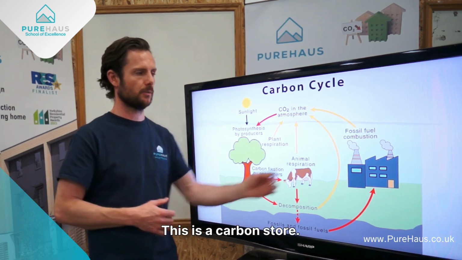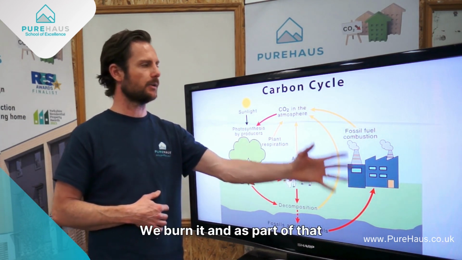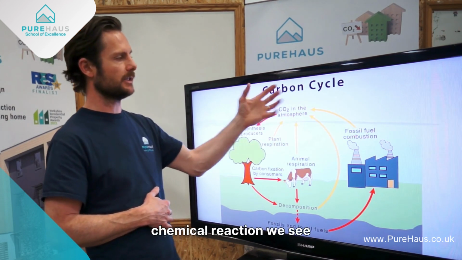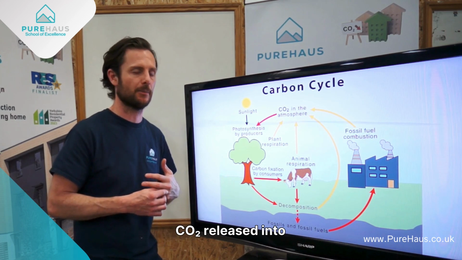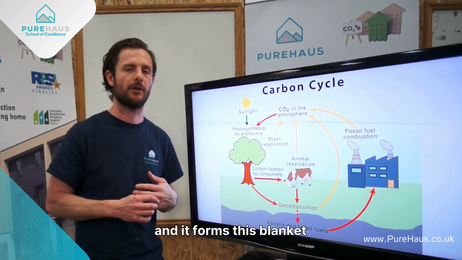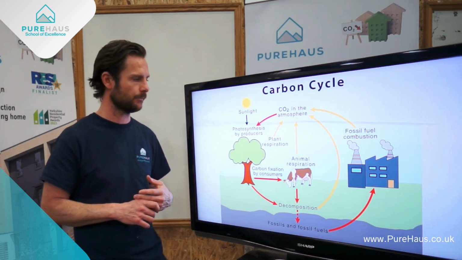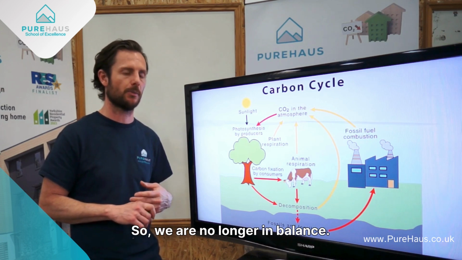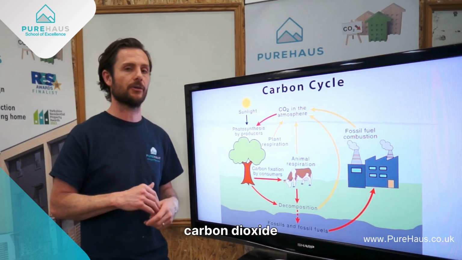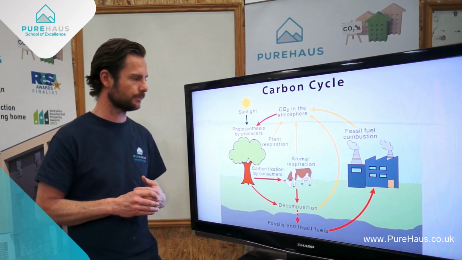This is a carbon store. We burn it, and as part of that chemical reaction, we see CO2 released into the atmosphere, and it forms this blanket around the planet, reinforcing this greenhouse effect, causing warming. So we are no longer in balance. We are putting too much carbon dioxide into the atmosphere.